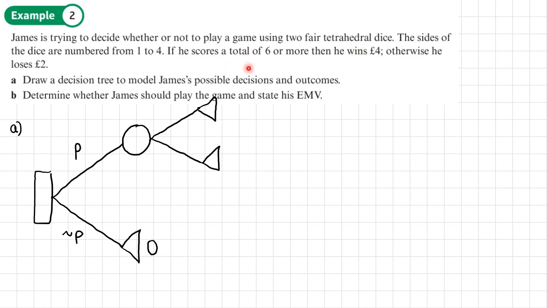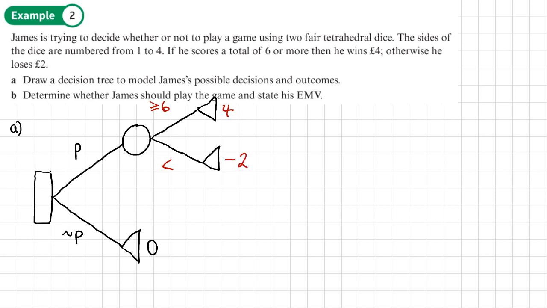They're numbered 1 to 4. If he scores 6 or more, then he wins. So I'll just put, if his score is greater than or equal to 6, he's going to win. His expected payoff is £4. And then if he gets less than 6, he's going to lose £2. We write that as -2.